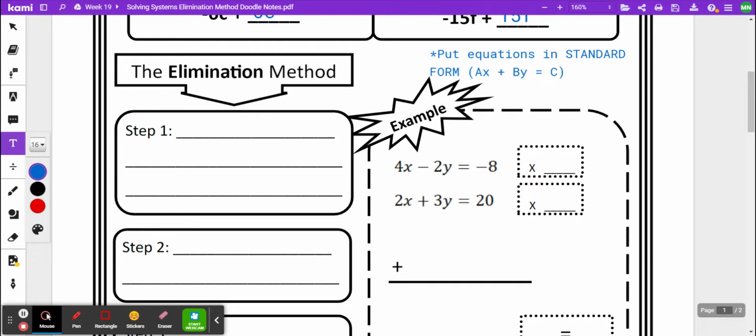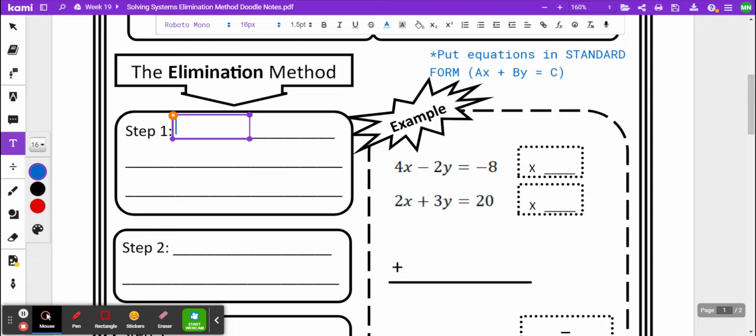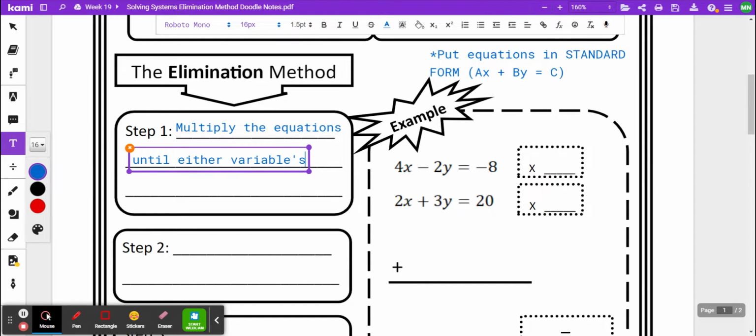All right, and then once we do that, I'm going to write all the steps, and then we'll go in and actually apply it. So step 1 is going to be to multiply the equations until either variable's coefficients are opposites. So it doesn't matter if we want to make opposites with the x terms or if we want to make opposites with the y terms.